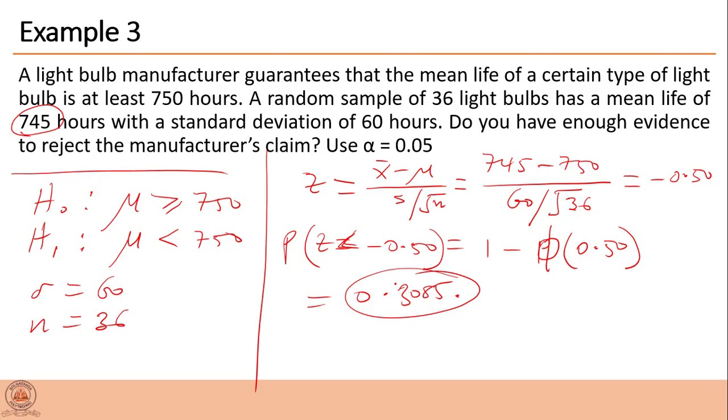And why can't we do that? Because our p-value is greater than the alpha value that we set for ourselves. So we conclude by saying that there is not enough statistical evidence to reject the manufacturer's claim at the 5% level of significance. What it simply means is that the manufacturer is right to say that the mean life of the bulbs it is manufacturing is at least 750 hours.